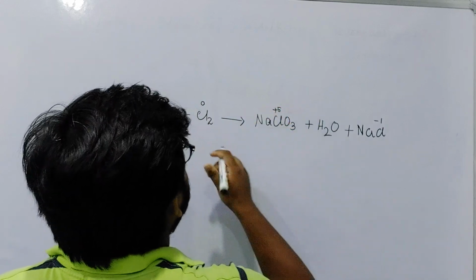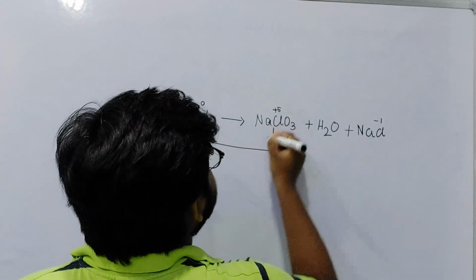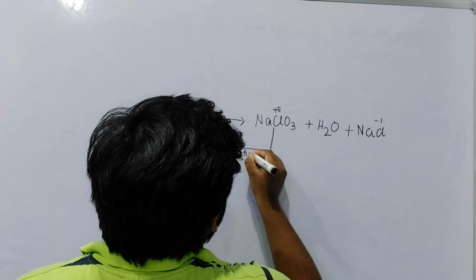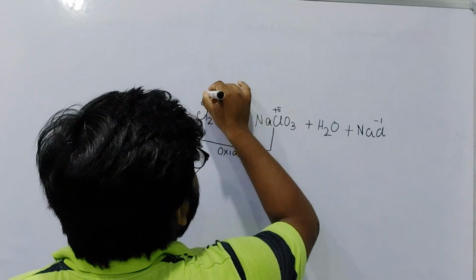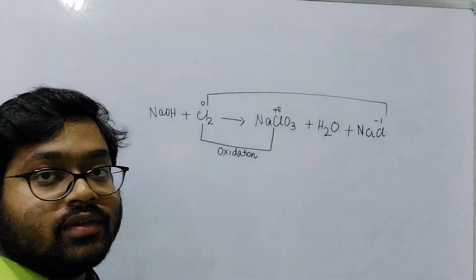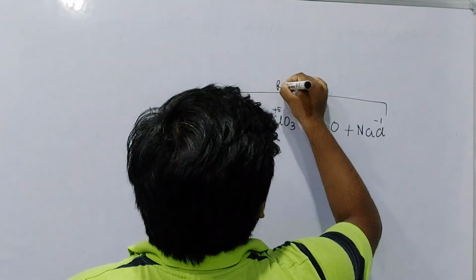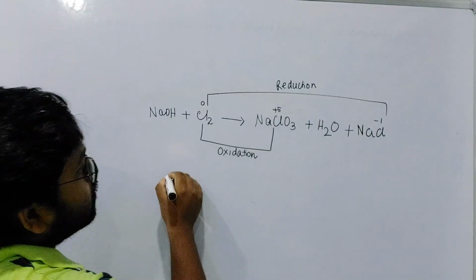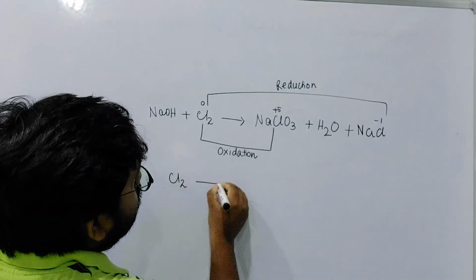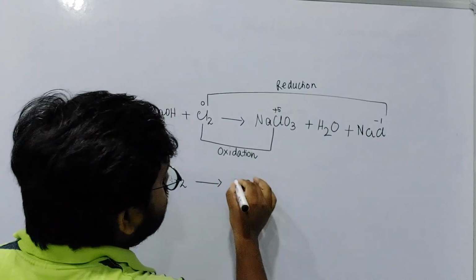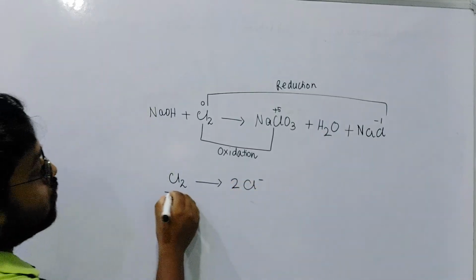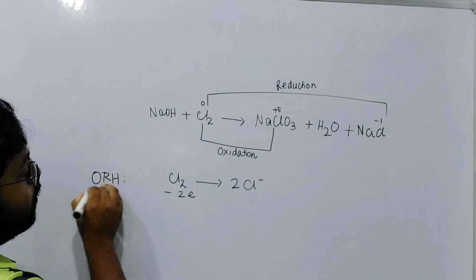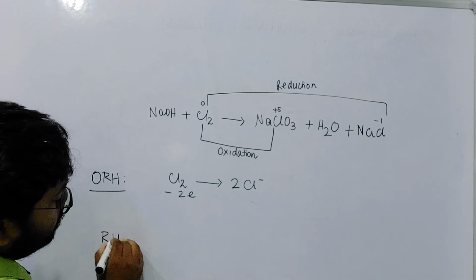Now the chlorine from 0 to plus 5, it is none other than oxidation. And also, what about this one? 0 to minus 1. This is nothing but reduction. So oxidation half reaction is Cl2 into 2 Cl minus, remove 2 electrons. Okay, this is the oxidation half reaction.